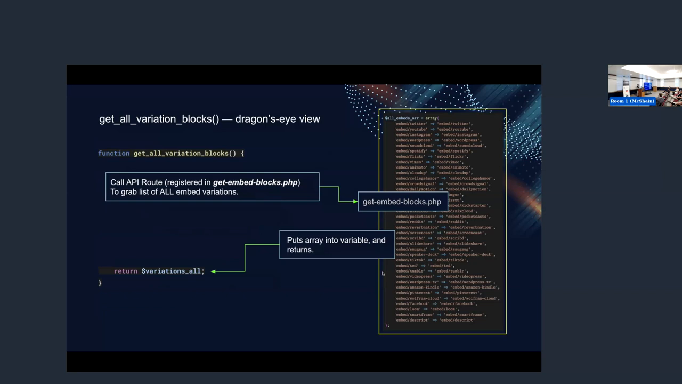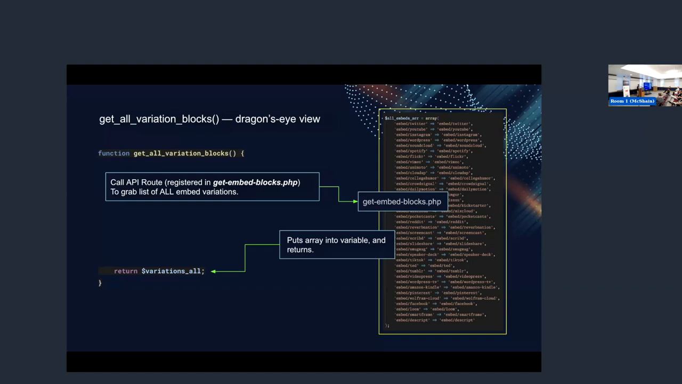Okay, so this is get all variation blocks. This calls a PHP file via a REST API route that I registered in that PHP file. But the PHP file essentially just houses a list. It's got, for example, a list of all of our embeds. It can have many lists and we can return all of them. But again, the reason we're doing this is because these aren't available in the backend. You can't see your variations until JavaScript runs its course. So we get them early so we can add them to our backend admin settings.